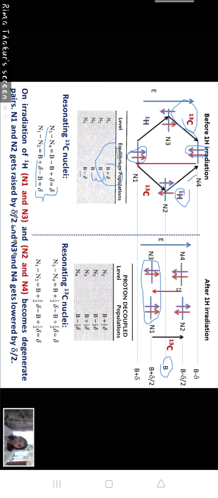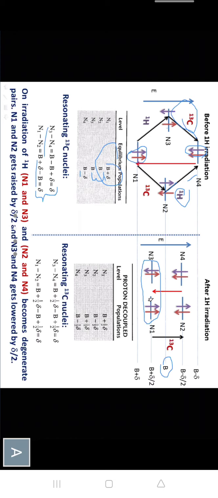Now the energy difference for relaxation has decreased, and carbon 13 is the only nucleus which is now getting excited and getting relaxed, which we are capable of observing. Now the populations have been rearranged. N1 has become B plus delta by 2, N2 has become B minus delta by 2, N3 has become B plus delta by 2, and N4 has become B minus delta by 2. Some went up and some came down.